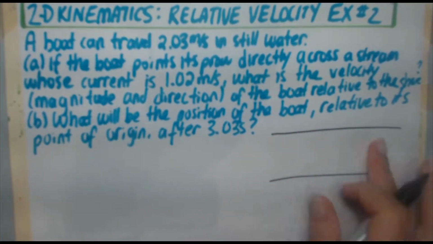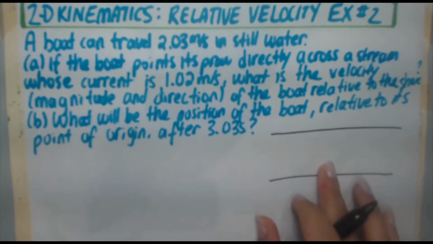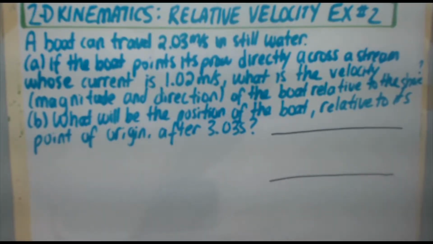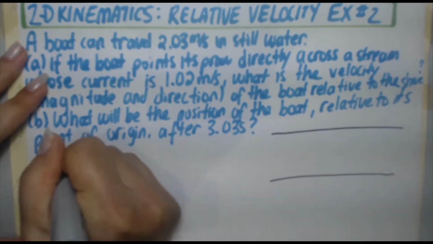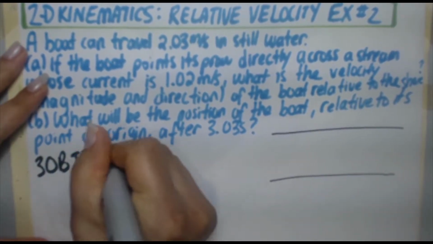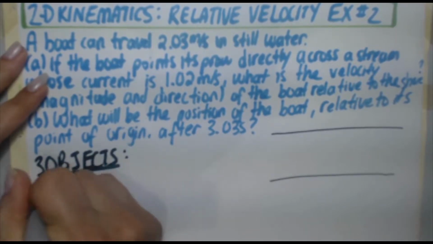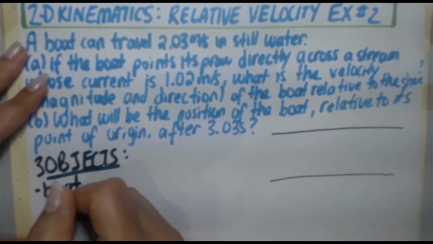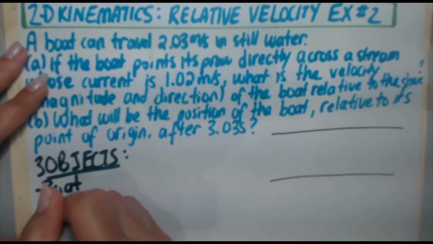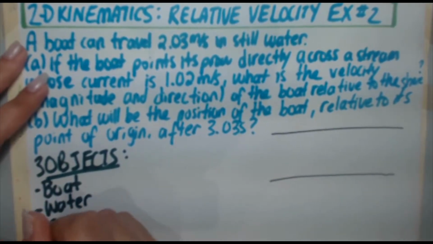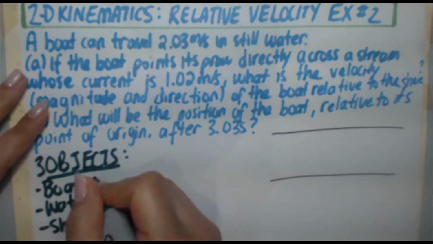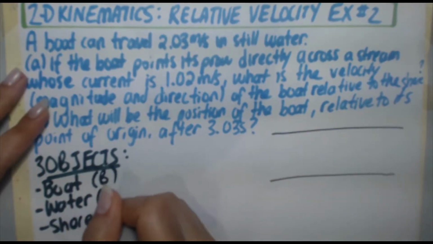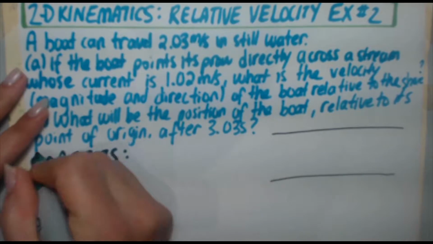Okay, now before I actually draw in any vectors here, I need to establish my three objects. In this question, my three objects are going to be the boat, the water, and the shore. Now I need to abbreviate these as well with the letter. So boat will be B, water will be W, and shore will be S.